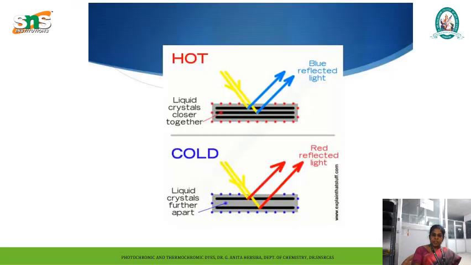This slide clearly explains the changes which are happening. See here, the liquid crystals come closer together when heated up, and it reflects blue light. Here they move far apart and it gets red light.